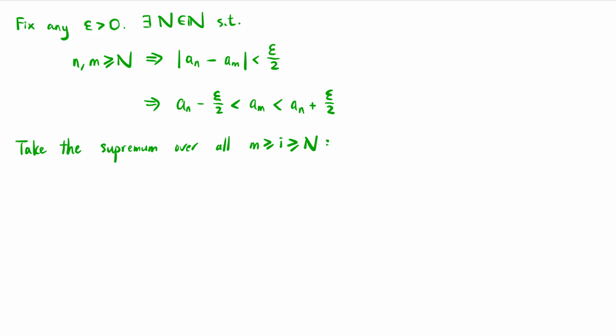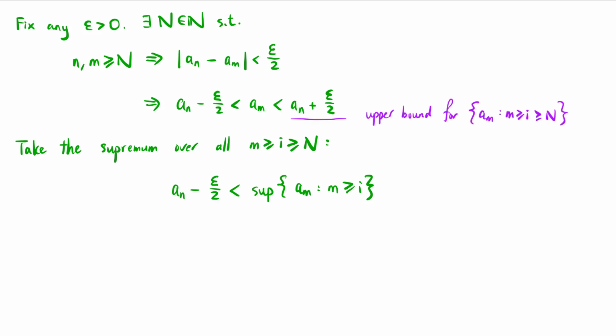Now we take the supremum over all m which is greater than or equal to i, and also greater than or equal to n. Since each a_m is greater than a_n minus half of epsilon, we know that the supremum of a_m over all m greater than or equal to i is also greater than a_n minus half of epsilon. On the other hand, a_n plus half of epsilon is an upper bound for the set a_m, where m is greater than or equal to i, which is greater than or equal to capital N. So, the least upper bound should be less than or equal to this number.